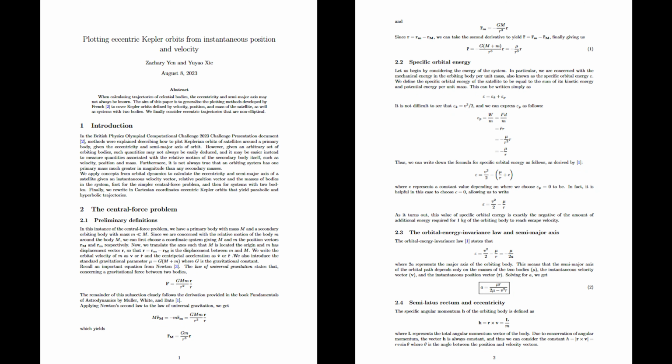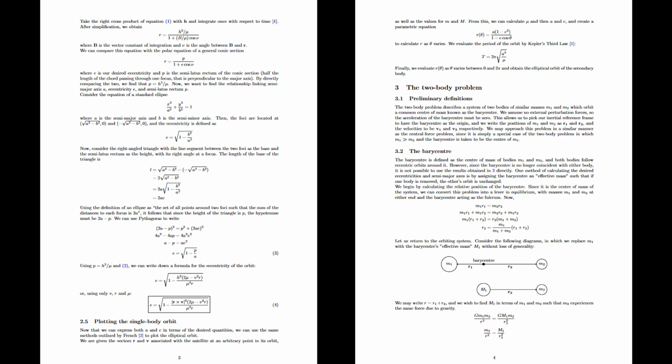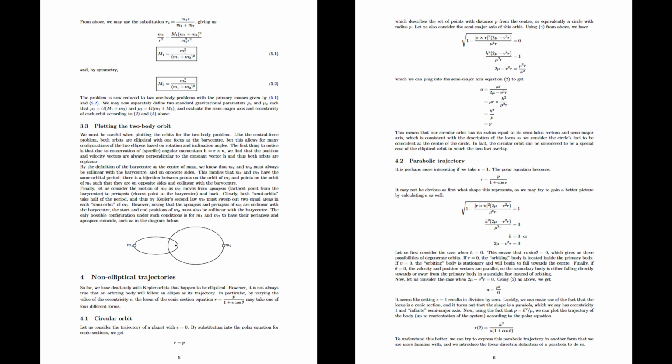We also wrote up a paper with some interesting maths we derived, such as formulae for calculating orbital parameters from the instantaneous velocity and position vectors of an orbiting body. We came up with a method for deriving the ellipses in two-body systems, and finally explored some non-elliptical orbits as well.